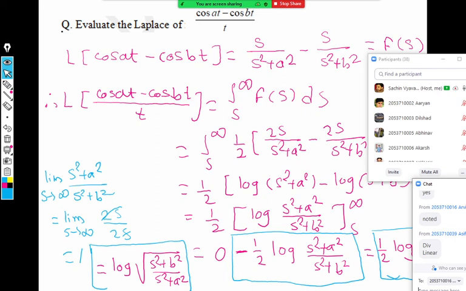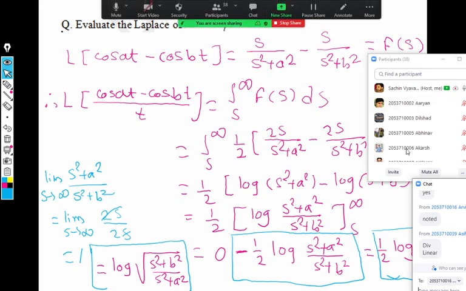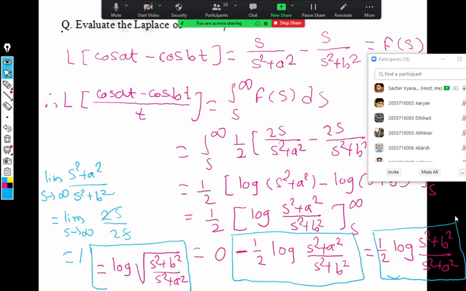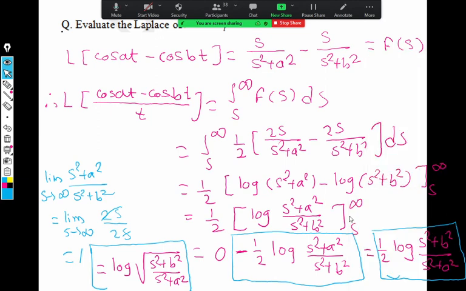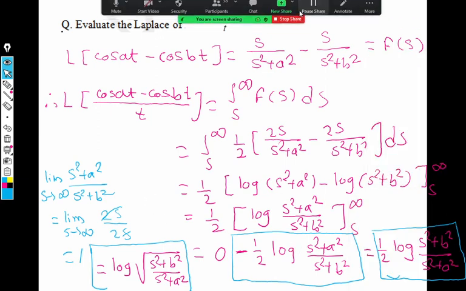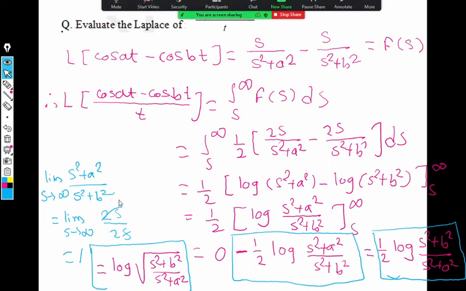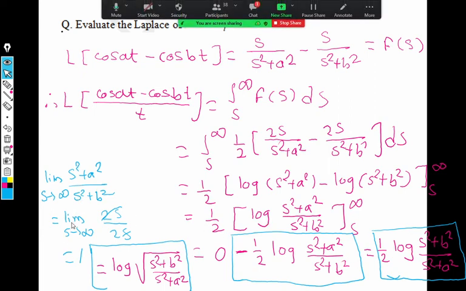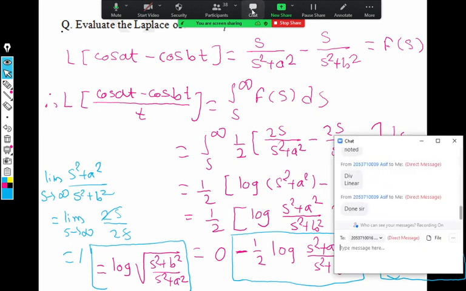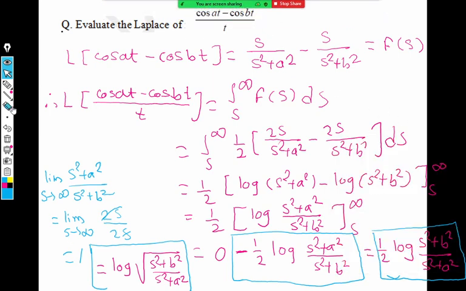Are you completed? These are the answers here. First, minus answer: 1 by 2 log of s square plus b square upon s square plus a square, or log of square root of s square plus b square upon s square plus a square. So 1 by 2 is also taken as raised to half here, that way. Okay, good.